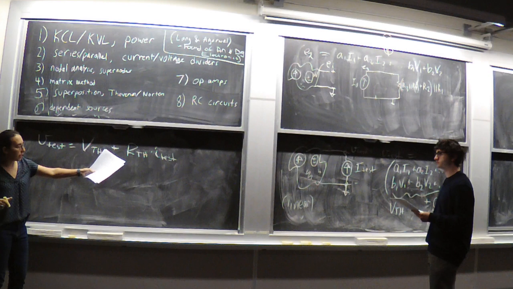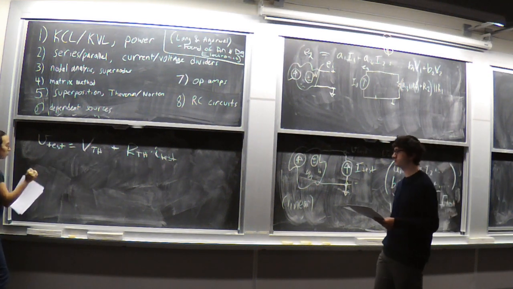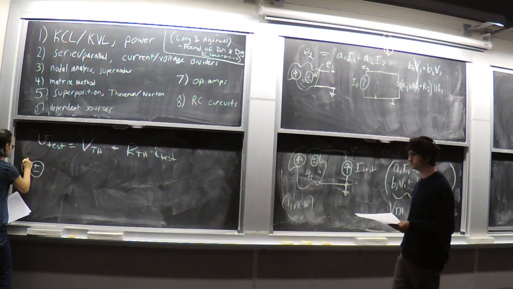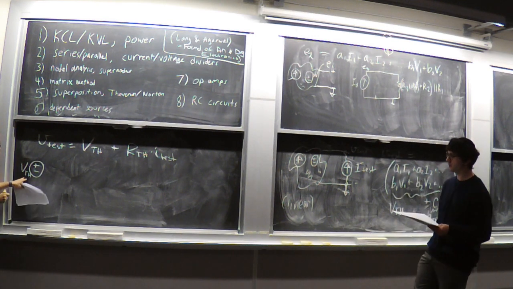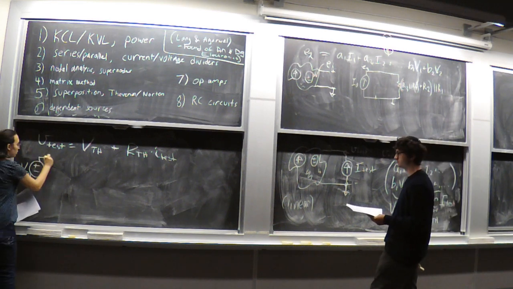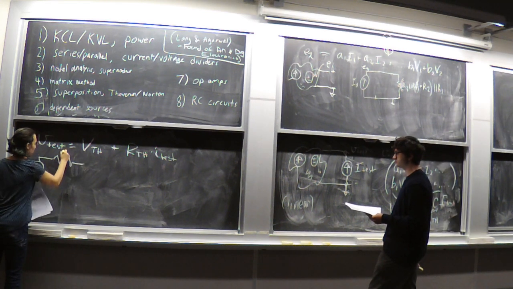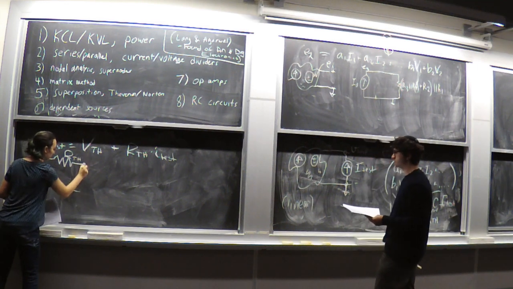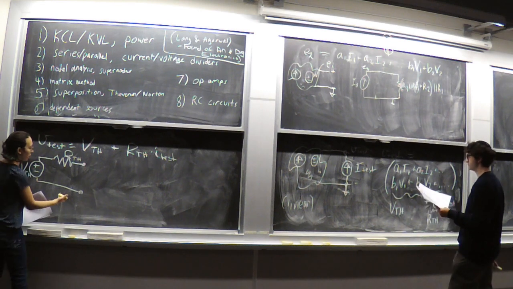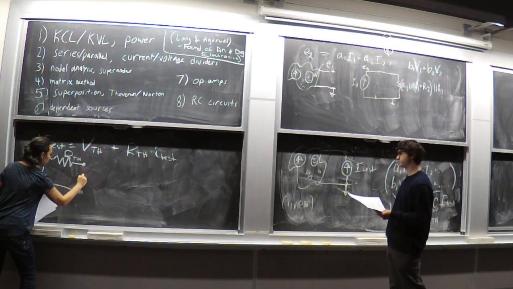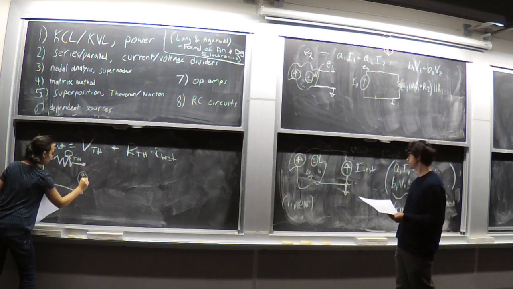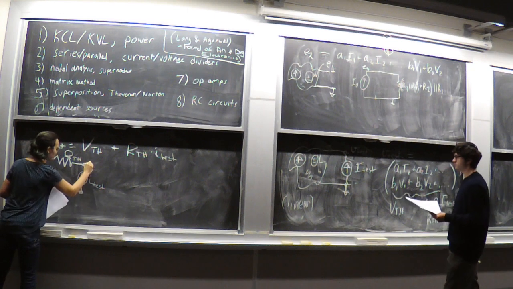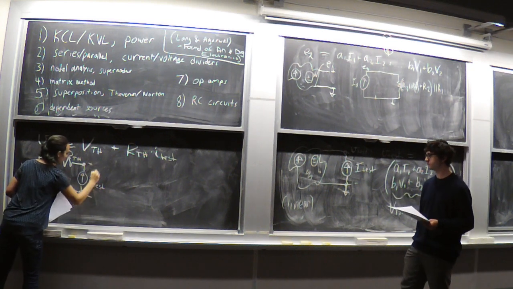And now, instead of this big, weird circuit, we can write what we call the Thevenin equivalent circuit. So that would look like this. We have a voltage source, V Thevenin, we have a resistor, R Thevenin, and we have our output terminals where we sent in our I test and where we measured V-test.